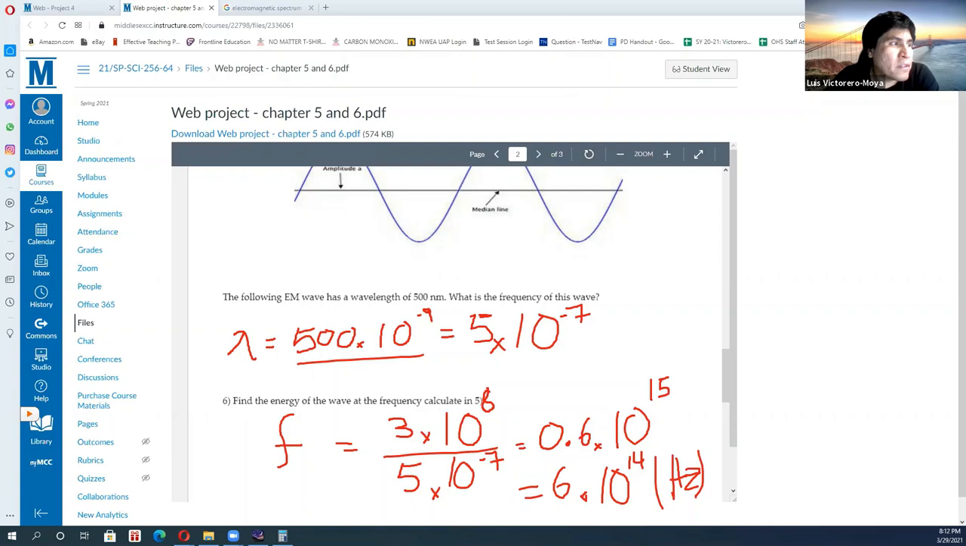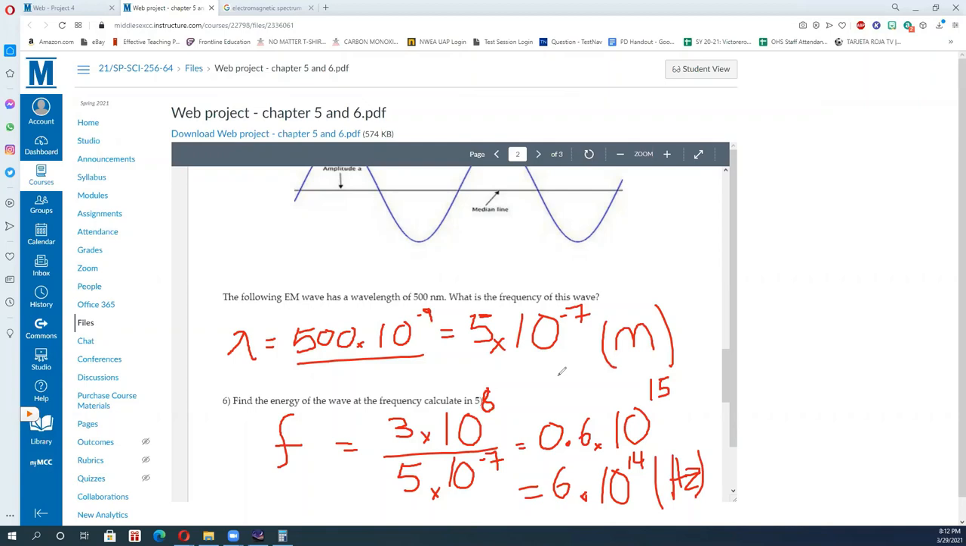Is that multiplication symbol 3 times 10? Yeah. To the 8. Yeah. Okay.